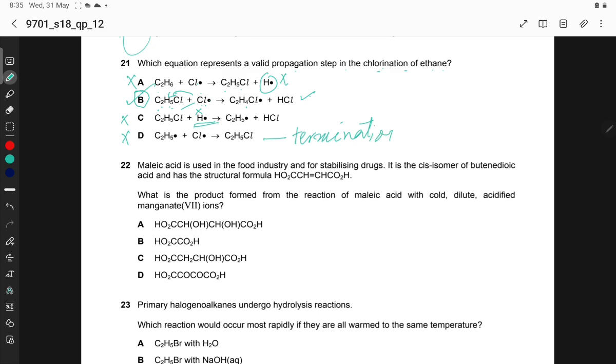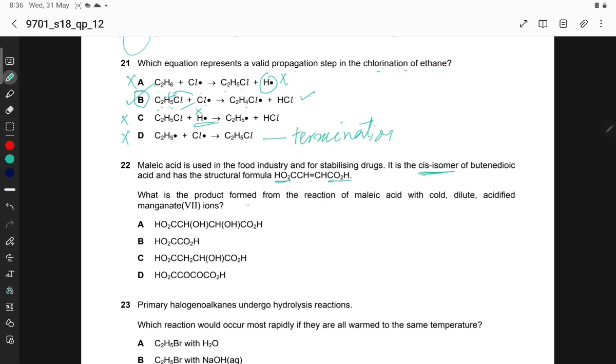Question number 22. Maleic acid is used in the food industry and for stabilizing drugs. It is the cis isomer of butenedioic acid and has the structural formula HO2CCH=CHCO2H. It has two carboxylic acid groups attached at the terminals, and a carbon-to-carbon double bond, so an alkene group is also present.